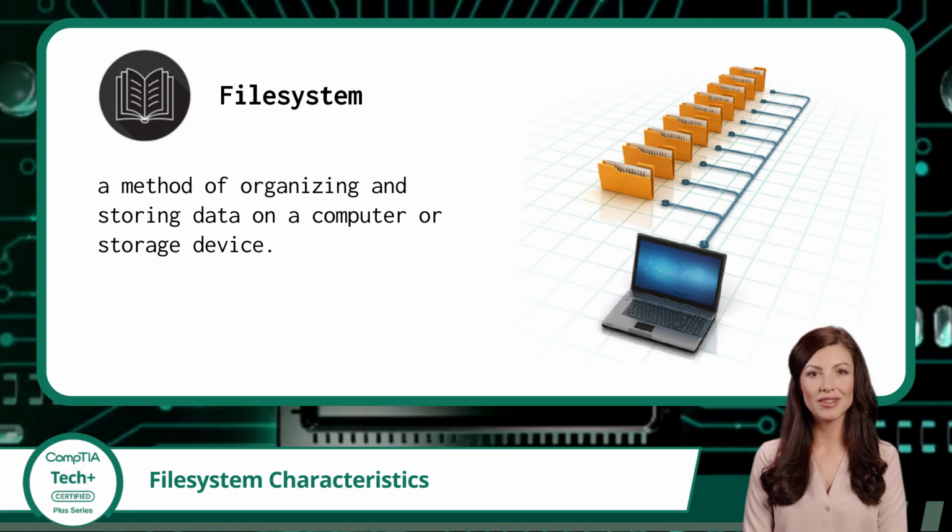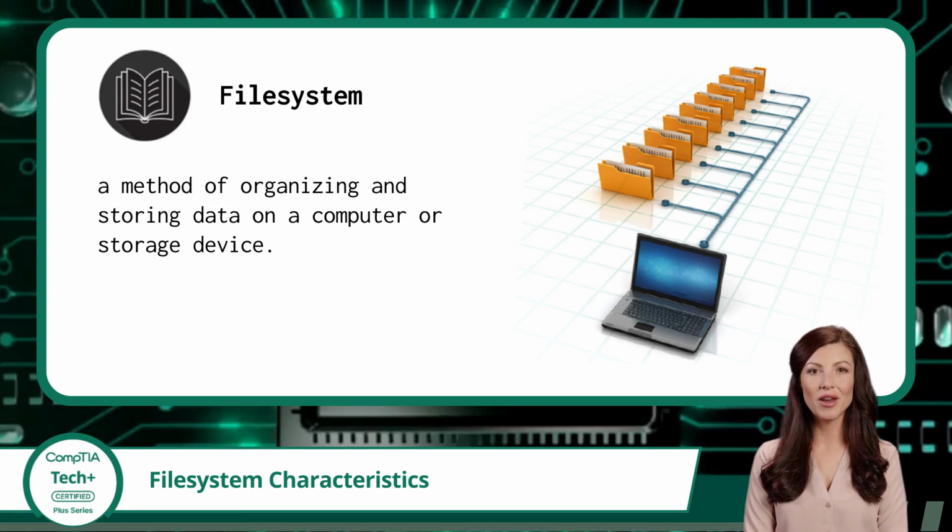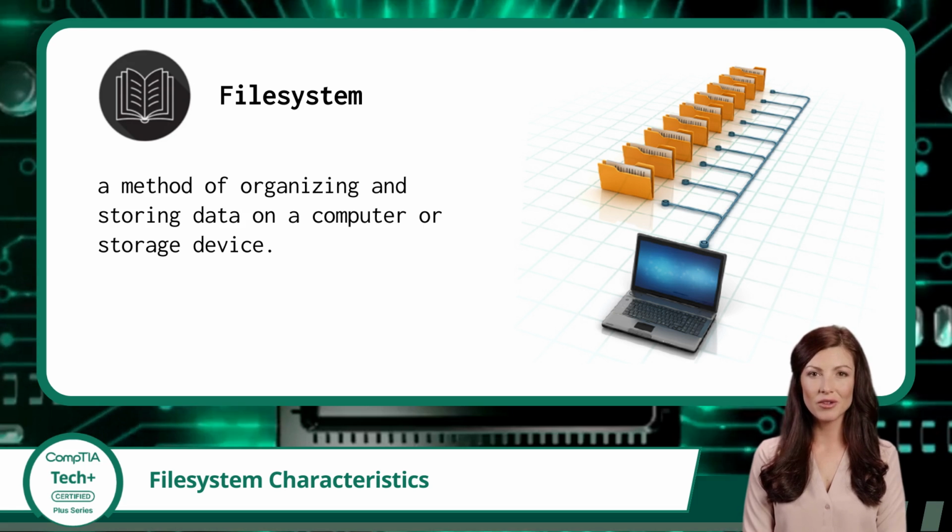Let's begin with a basic definition. A file system is the method of organizing and storing data on a computer or storage device. It acts as the framework that determines how files are named, how they are stored, and how they're accessed by both users and the operating system.